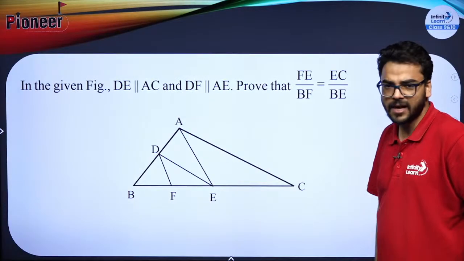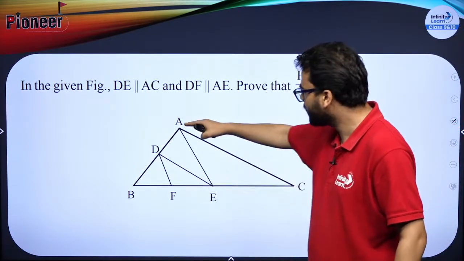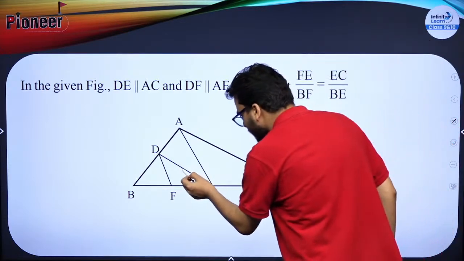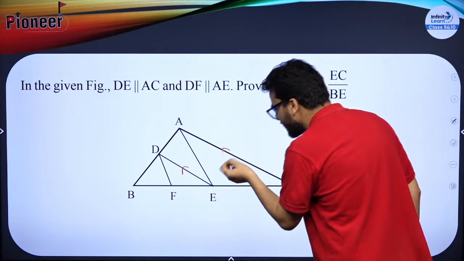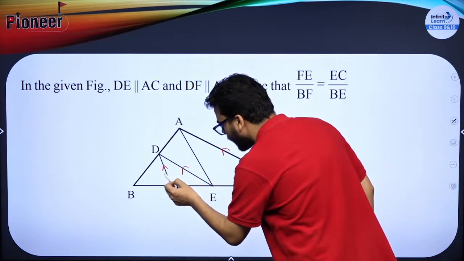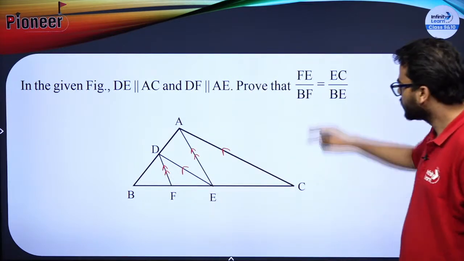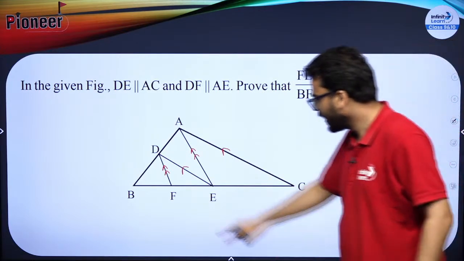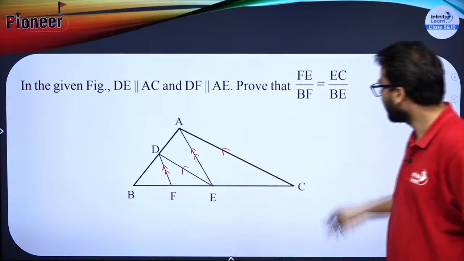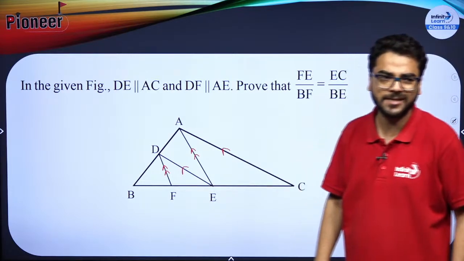So how can we do this type of question over here, guys? It is given over here that DE is parallel to AC. DE is parallel to AC is given to us. So let us make it like this if we want. You know that this is the sign of parallel lines. And it is also given that DF is parallel to AE. DF is parallel to AE. So we have to prove over here that FE upon BF is equal to EC upon BE over here. I hope this thing is clear.